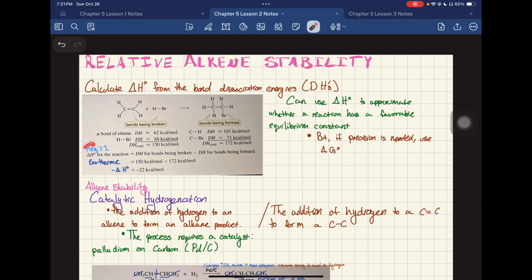Exothermic means the K is greater than 1, meaning the products are favored, which also makes sense because if the energies of the bonds being formed is greater, then obviously the products are going to be favored. However, delta H is used to approximate whether a reaction has a favorable equilibrium constant, but if precision is needed, then we use delta G.